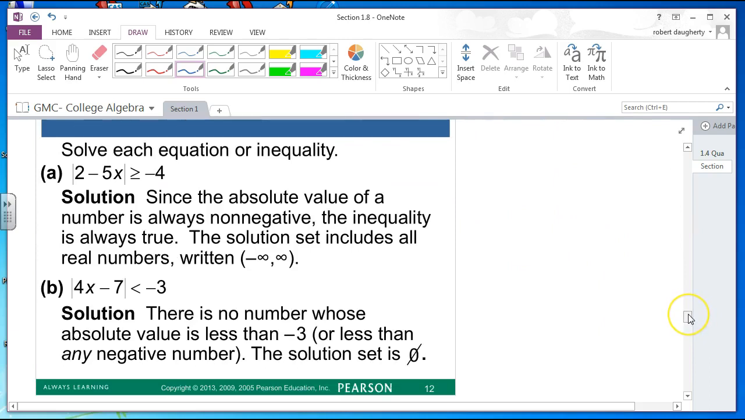Now, in every problem we had so far, you saw a positive number over here on the inequality. So this is sort of the trick question. |2 - 5x| is greater than or equal to negative 4. The way to think about this is, negative 4 is what kind of number? That is a negative number.